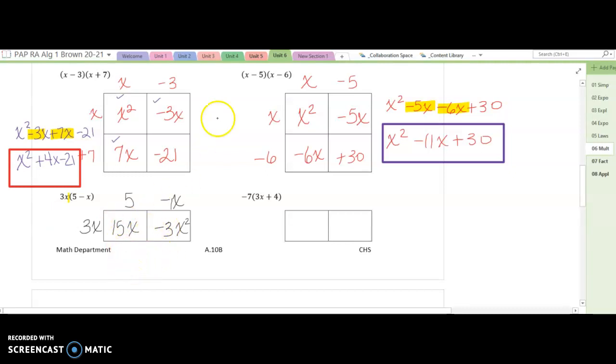So I'm going to pull that out. I have 15x minus 3x squared. Okay. All right, we're good? If you're not sure about the 3 times the negative 1, put it in your calculator.